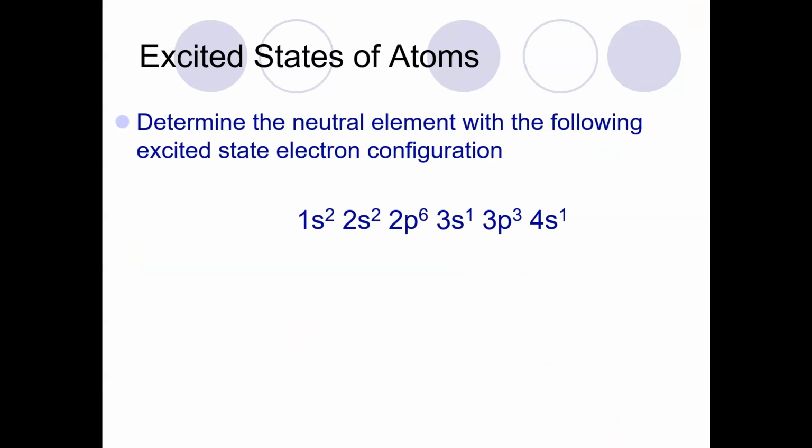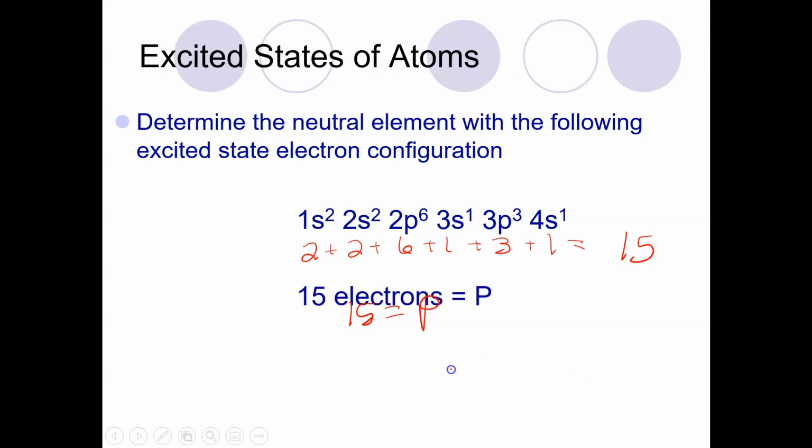I want you to look at this, take a second, figure out what element you think it is. So what we want to be doing is adding together the electrons. So 2, 2, 2, 6, 1, 3, 1. So 2 plus 2 plus 6 is 10, plus 1 plus 3, so 10, 11, plus 3 is 14, plus 1 is 15. So I'd look on the periodic table. Element 15 is phosphorus. Hey, we're geniuses. Okay, so that's how the questions are going to go with this.